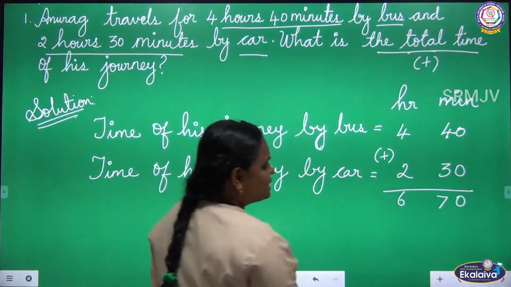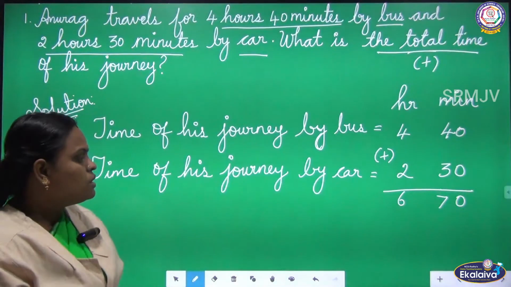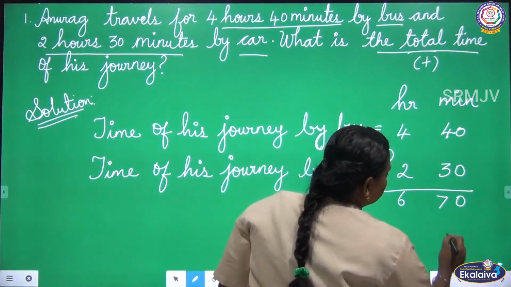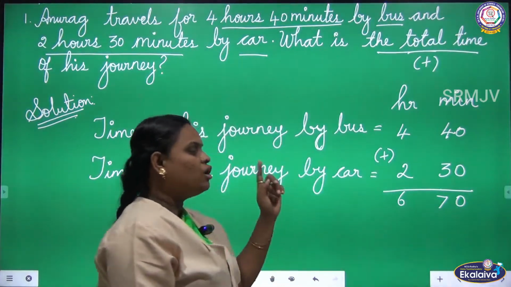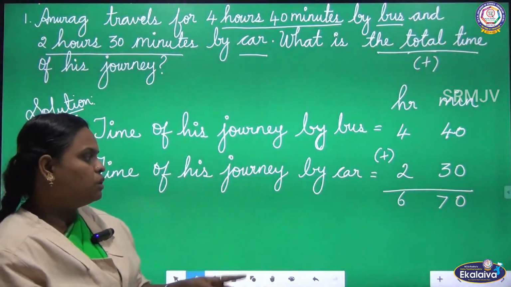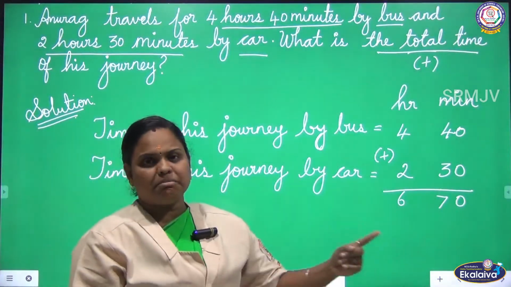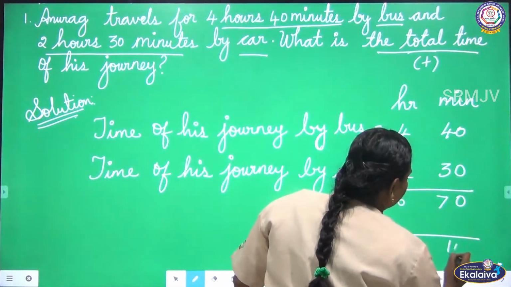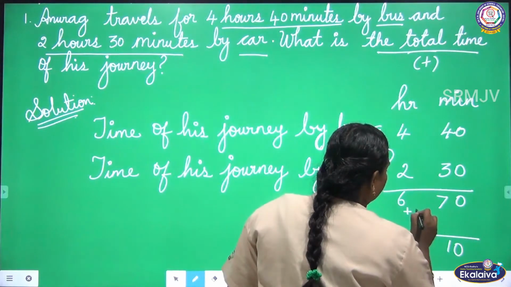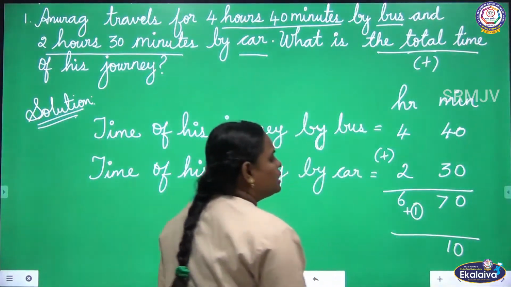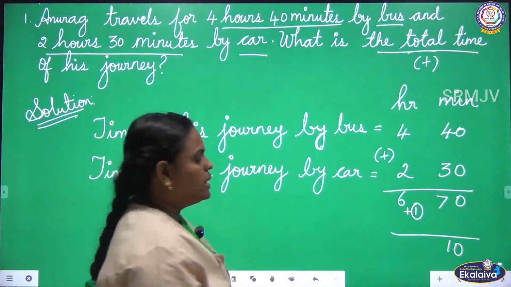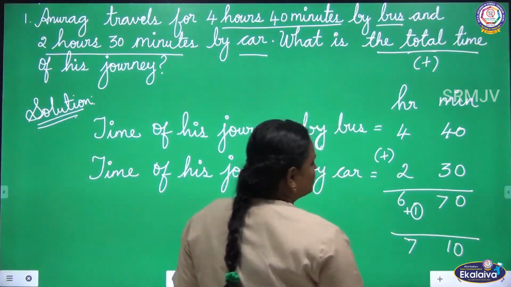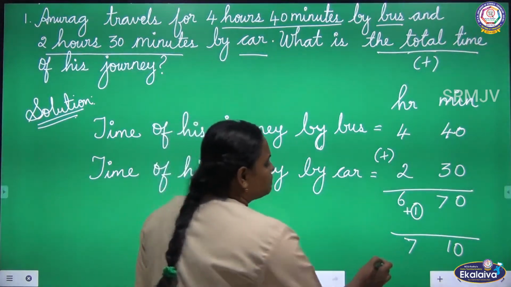See, listen children, 70 minutes equal to, I told you. So, how many hours and then how many minutes? 70 minutes equal to 1 hour 10 minutes, where 1 hour equal to 60 minutes. So, you have to add 1 there because in hour we have to add 1. Okay, so 6 plus 1 is 7.